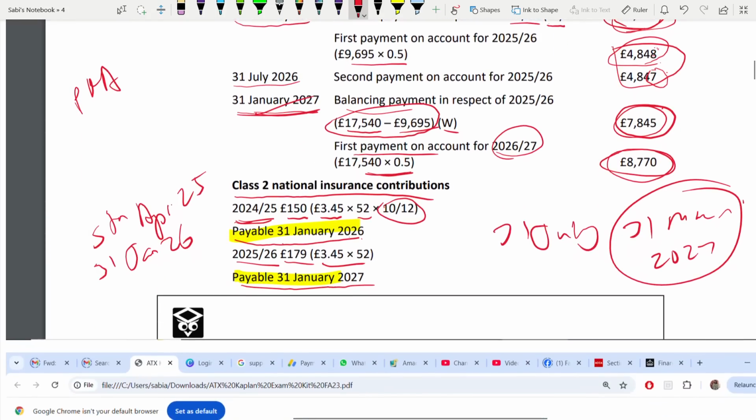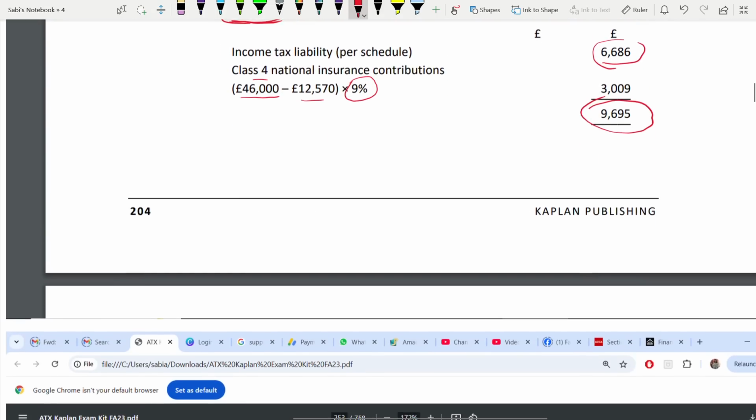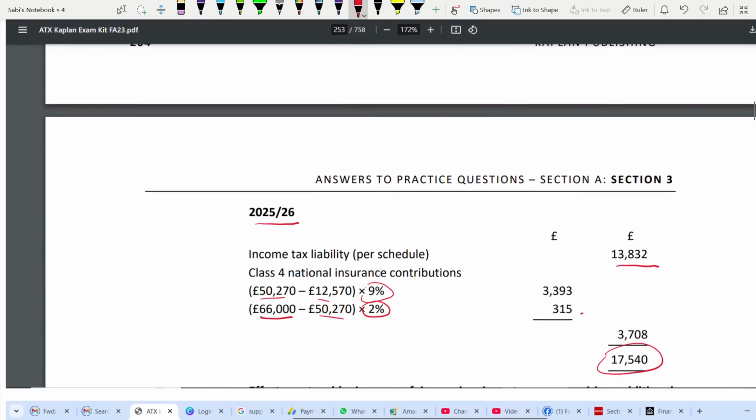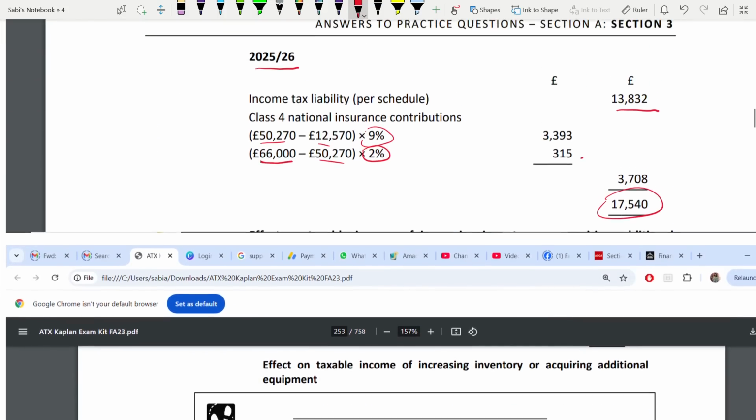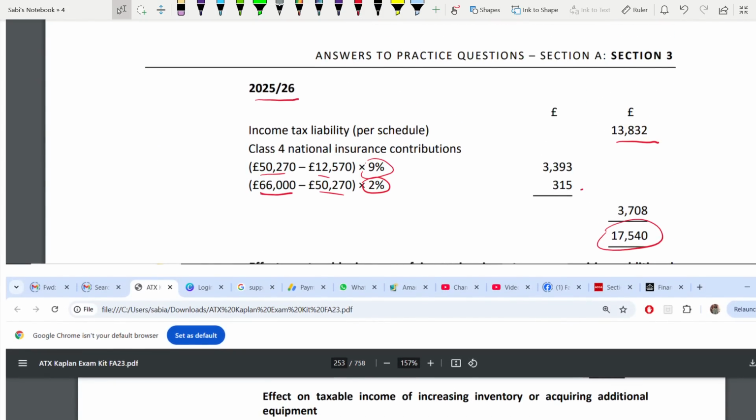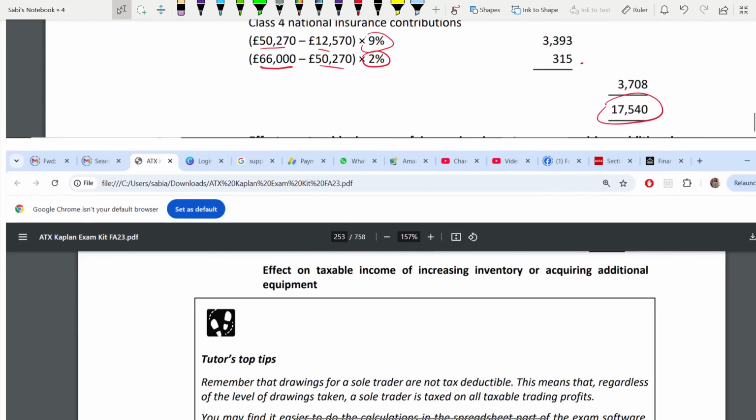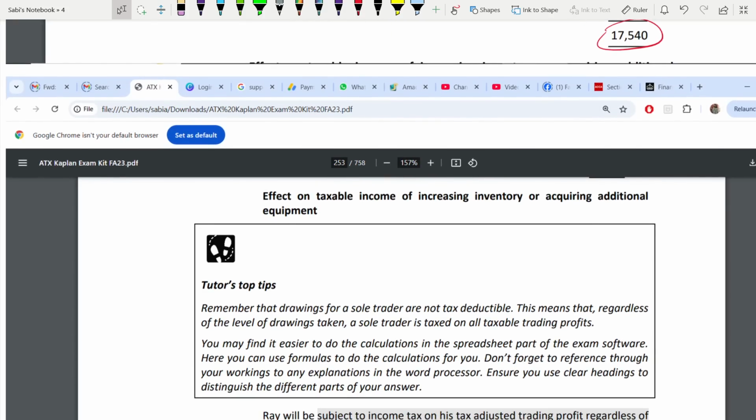So it's done. You have calculated income tax, and Class 2 and Class 4 NIC are done. Now the next one is increasing inventory or acquiring additional equipment, the effect. You have to write this in bold, it's a subheading. Please focus on the subheadings, because it's not only the answers that we are concentrating on. We need to know the structure of the answer is very important.